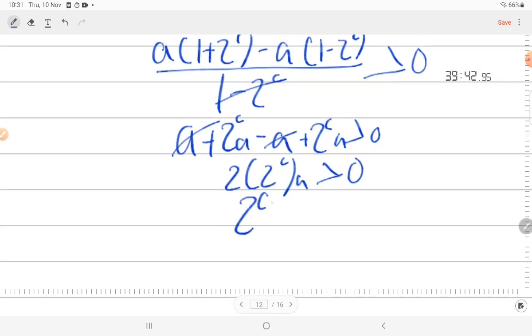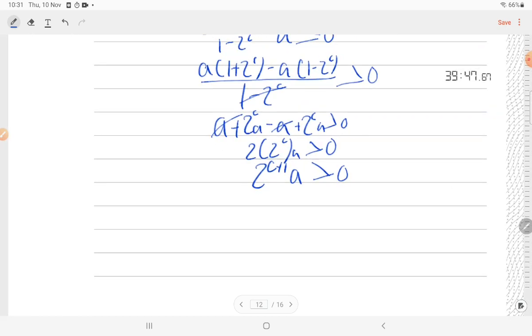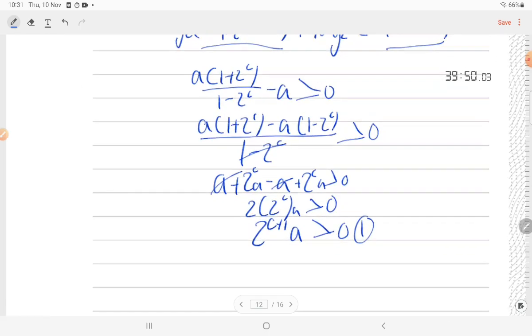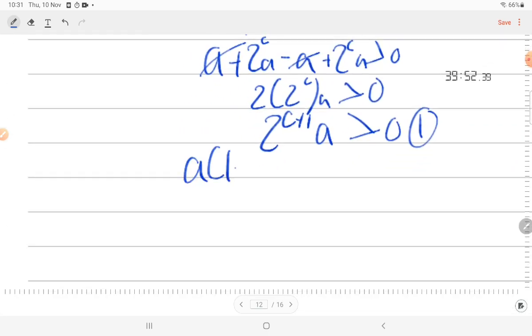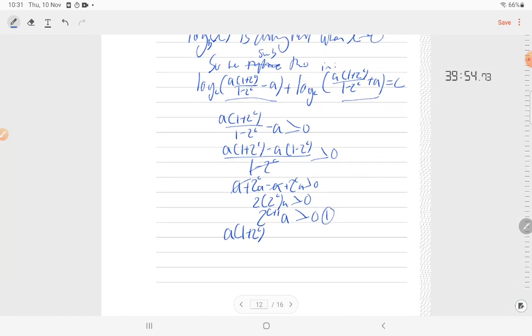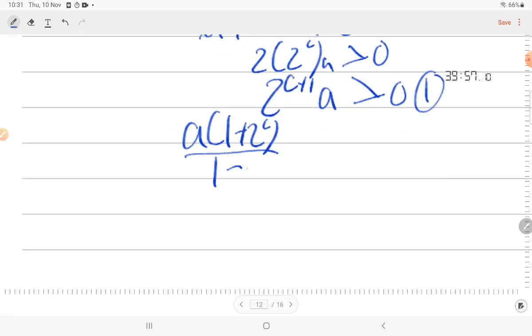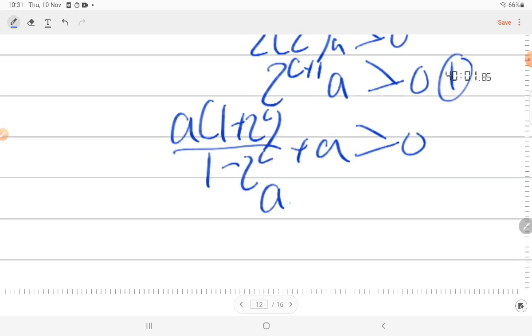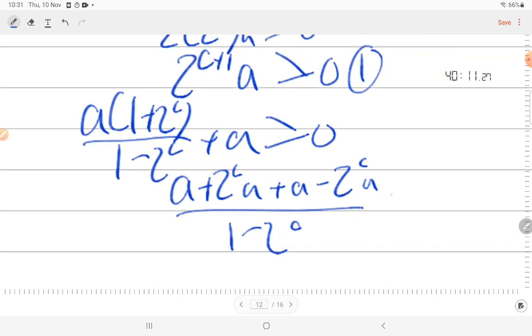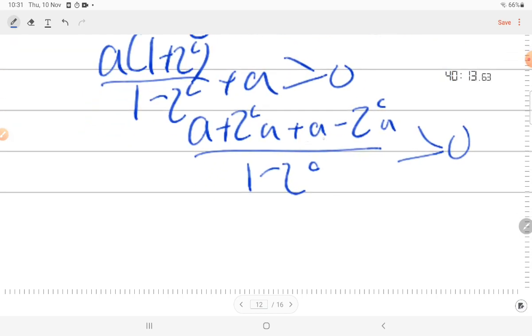h is 2 to power c is greater than 0. This, okay, this is equation 1. The other equation is, let's see. 2 to power c, a minus 2 to power c. Oh, actually, no, this is definitely possible. Power c is greater than 0. Okay, so it cancels 2a, is it?